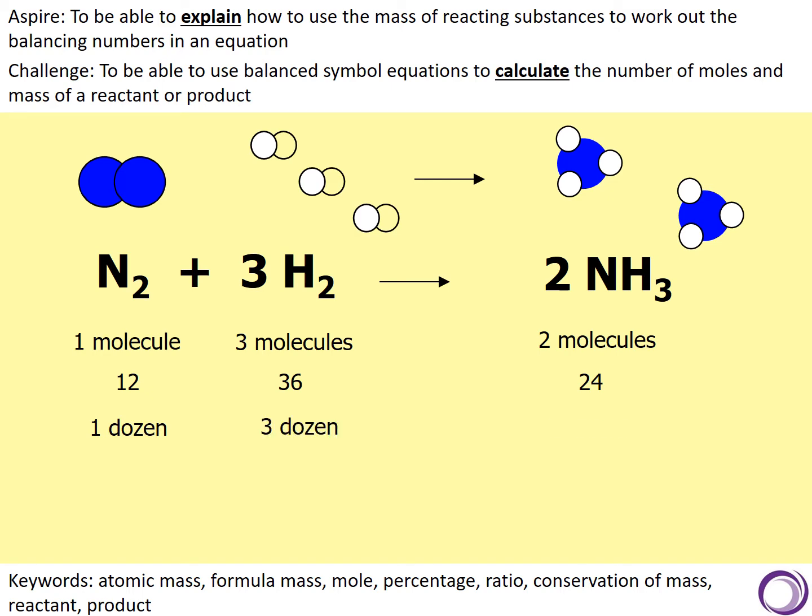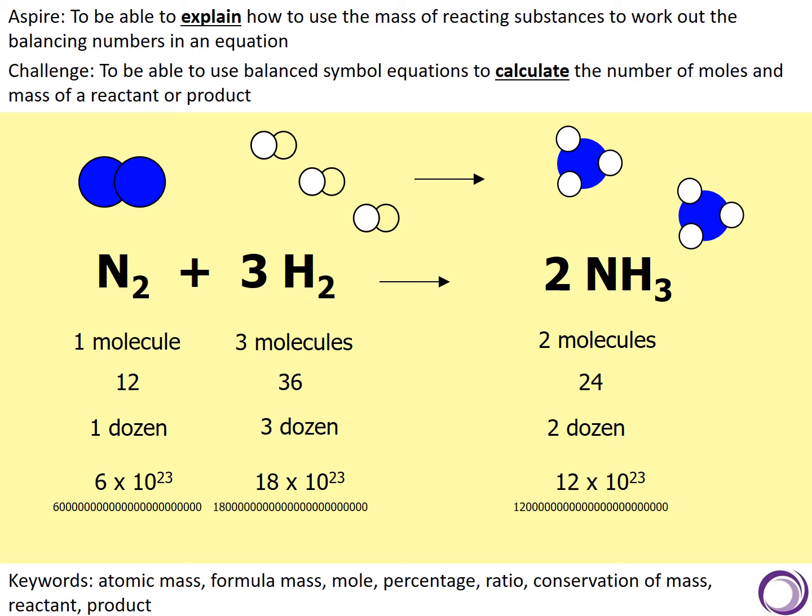That would be a dozen, 3 dozen, and 2 dozen. We are keeping the ratios the same every time. So whatever we do to one of the molecules, we have to do the same to the other. Okay, so 6 times 10 to the power of 23 molecules of that would need 18 times 10 to the power of 23 molecules of that one, and 12 times 10 to the power of 23 molecules of that one. In other words, 1 mole, 3 moles, 2 moles. We are keeping the ratios the same. So whatever we do to one, we have to do the same to the others.